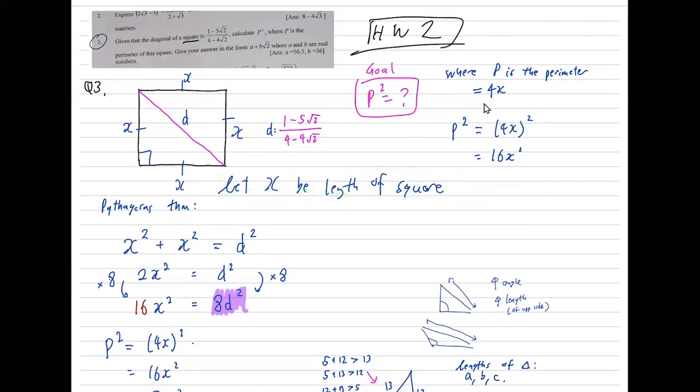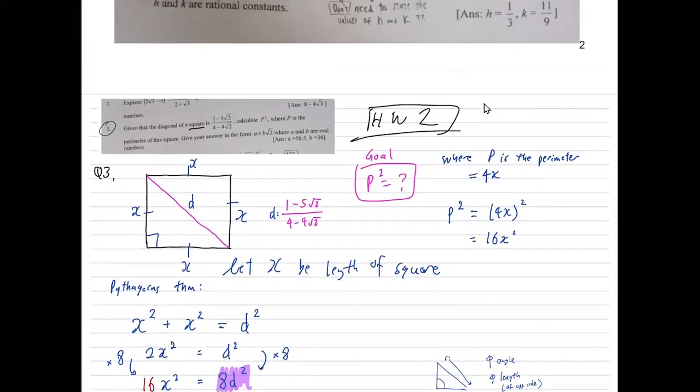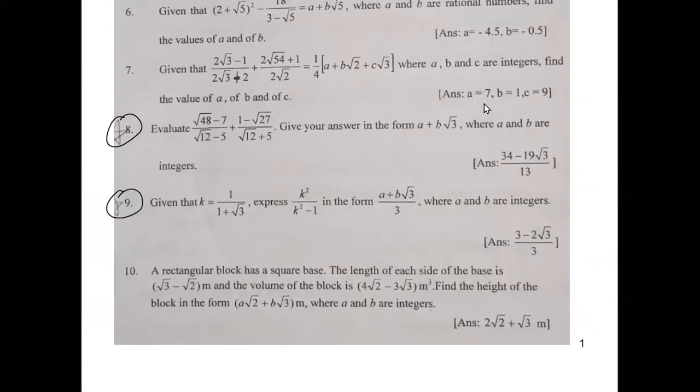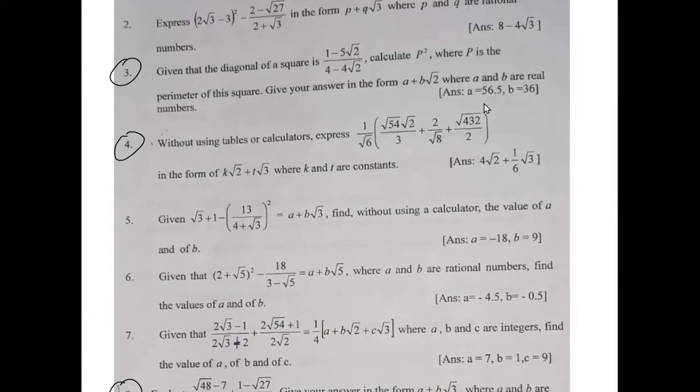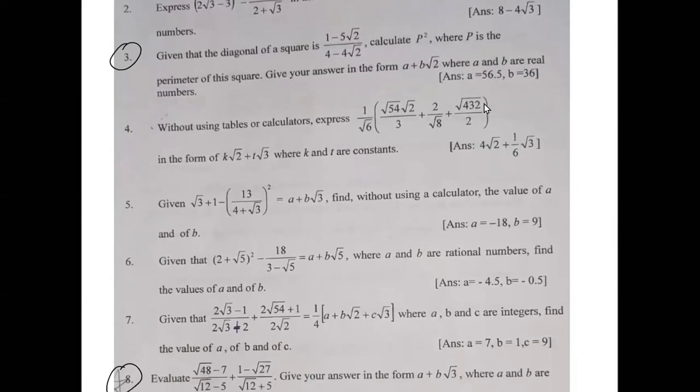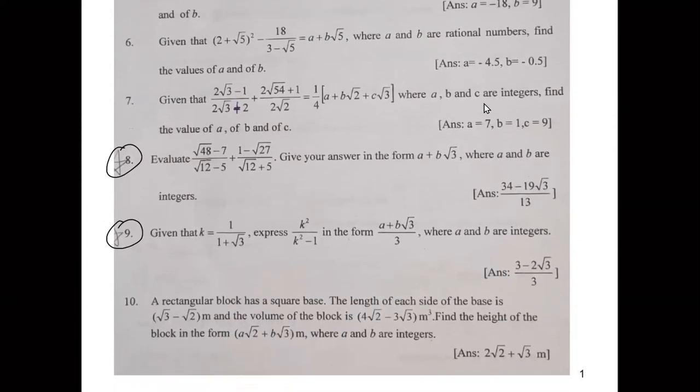Okay, that's question 3. Next one. 20 more minutes. I hope I can finish on time. I'm going to skip question 4 due to time constraint. I think I'll leave this as homework. You can do it. Then question 8. I'll also leave it as homework. I think this one is fine.